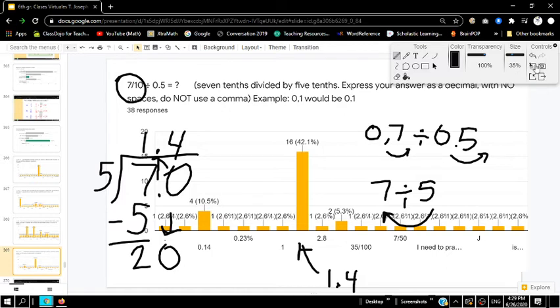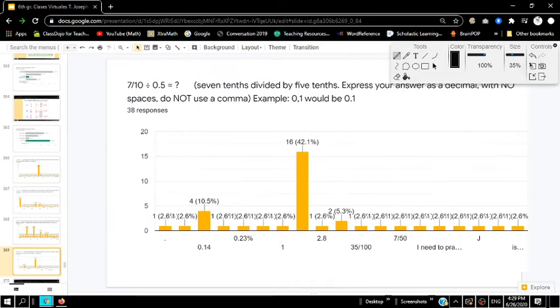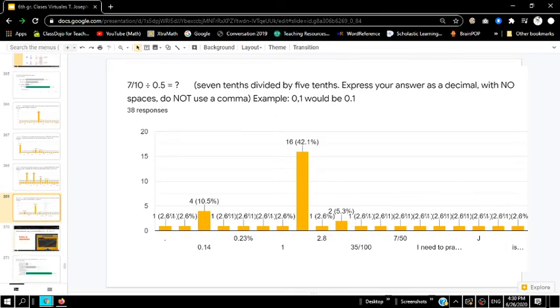Okay, 42% of the kids got that correct. That's actually a pretty decent number. Look at this one, same numbers but different decimal point. Okay, and we had some other numbers that were just really off. Okay, but the majority of kids got that one correct. Okay, all right, let's erase that and go to the next problem.